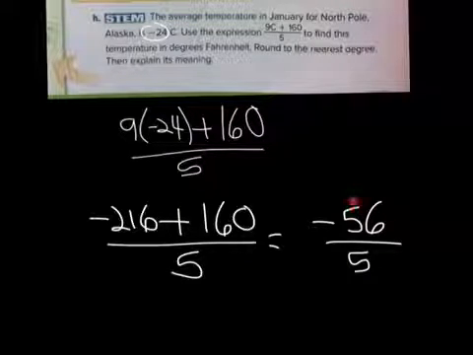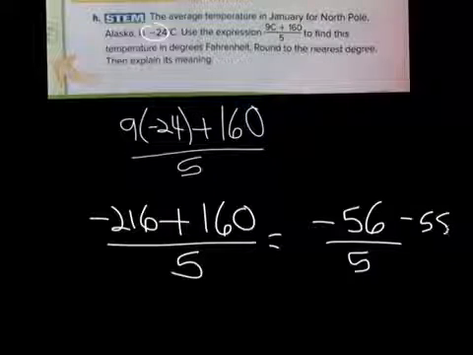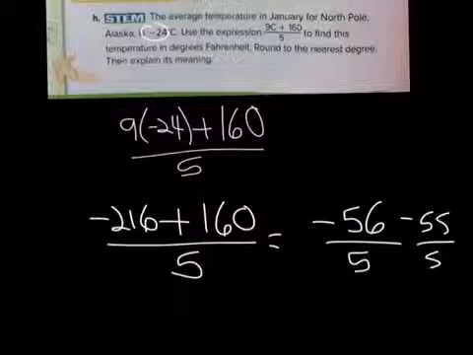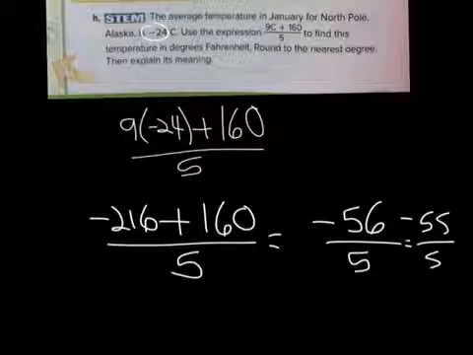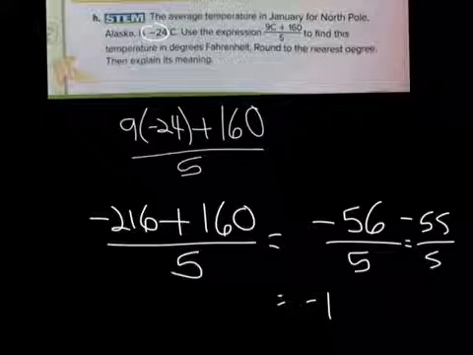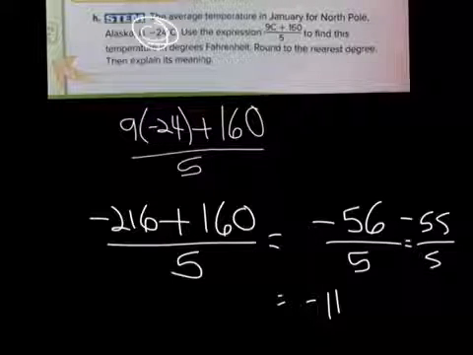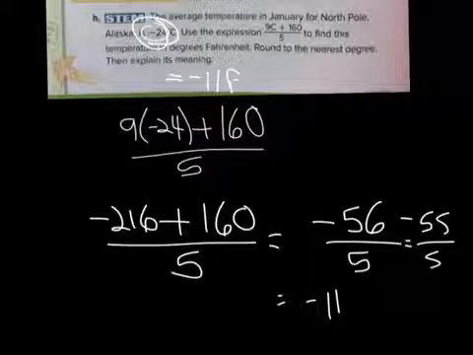Now, 56 is not divisible by 5, but because we're looking for a round number, I'm just going to go ahead and round that down to -55, because I want to find a compatible number. I'm looking for compatible numbers, multiples of 5, because I'm dividing it by 5. So negative 55 divided by positive 5, okay, equals negative 11. Therefore, my answer is negative 24 Celsius is the same as negative 11 Fahrenheit.